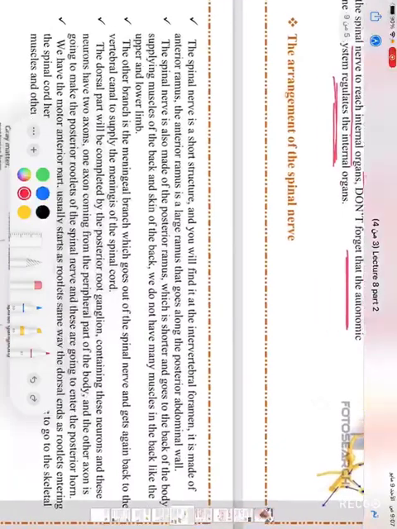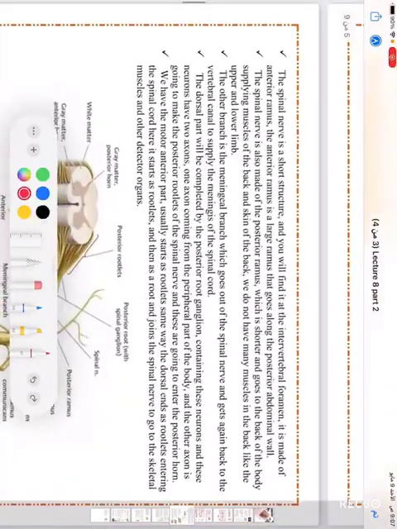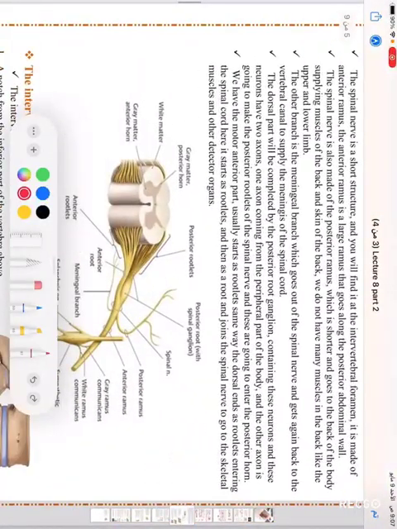The arrangement of the spinal nerve. نحكي عن ترتيب the spinal nerves. The spinal nerves is a short structure and you will find it at intervertebral foramen.